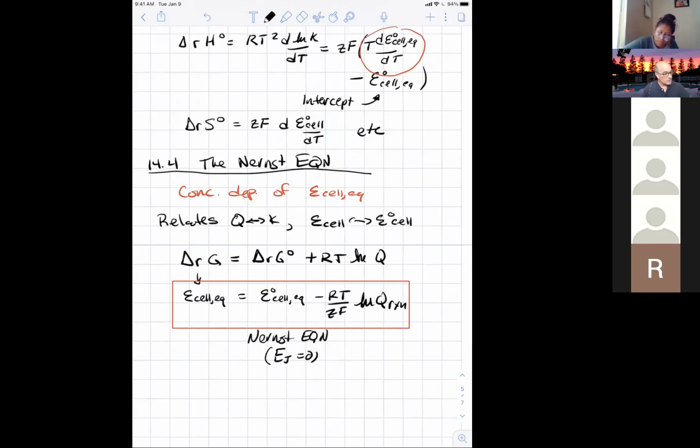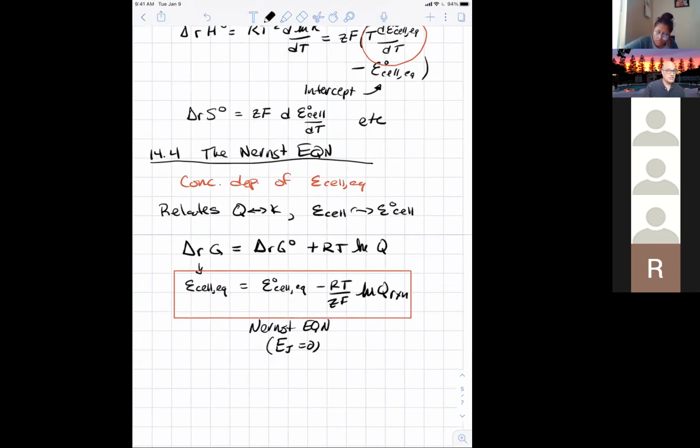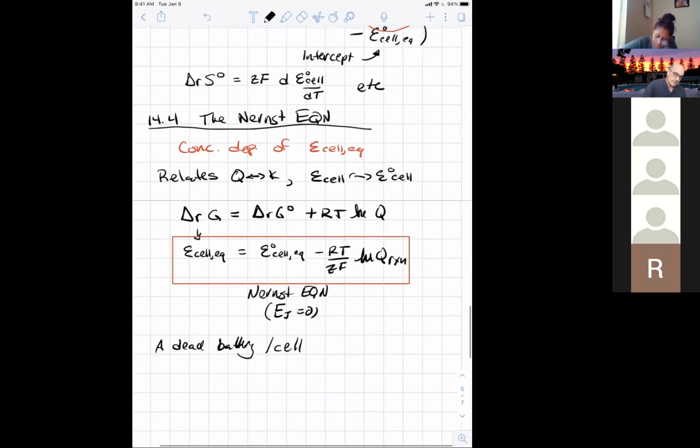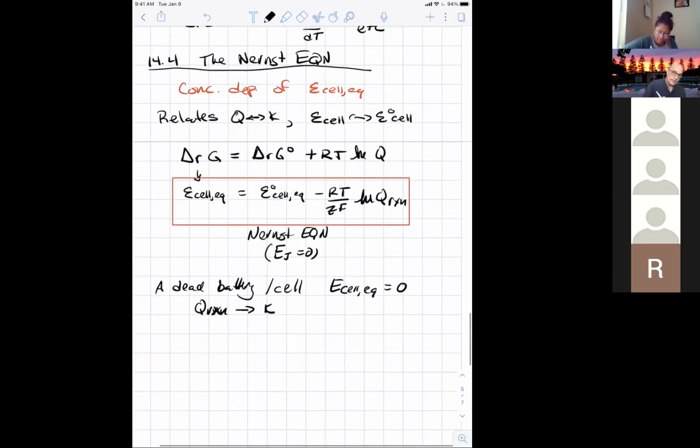And it turns out if you're a good experimentalist, you can usually get the junction potential just about a millivolt or something, right? So you can get it essentially zero. Let's talk about a dead cell, right? A dead battery. The cell potential is going to be zero. And additionally, the Q becomes K, right, in that circumstance.